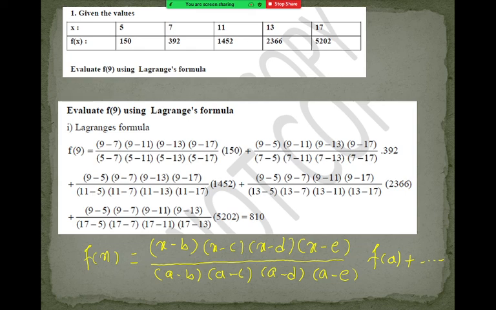No, sir. So this is step number 1. You should write this formula first and replace x by 9 everywhere, and a, b, c, d you already have. This is a, I'll just write it.